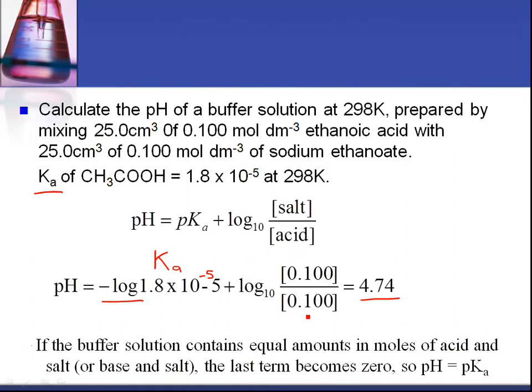So what we mean is, if we have equal number of moles of the acid and the salt, like we do here, equal number of moles, then basically the last term, which is this term here, becomes 0. Okay, so we could have just said that the pH is equal to the pKa. Okay, and the pKa, of course, is the negative log, this part here. Okay, so we could just take the negative log of 1.8 times 10 to negative 5, and that would give us 4.74, which is the pH.